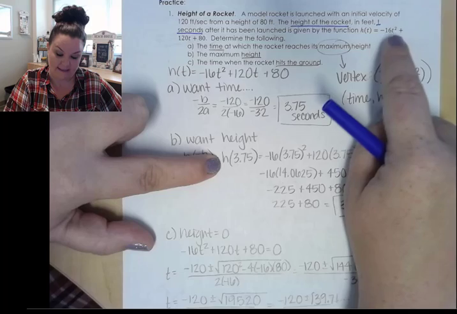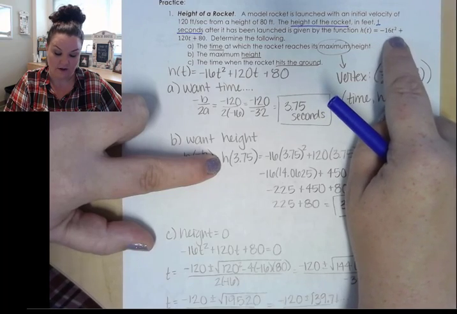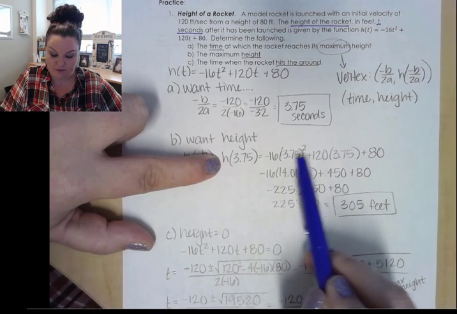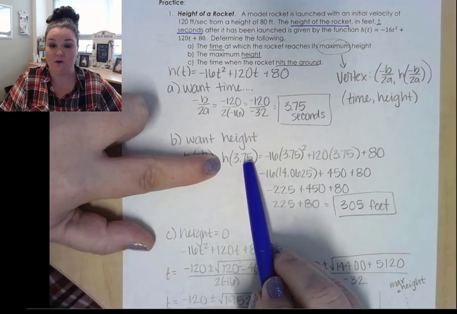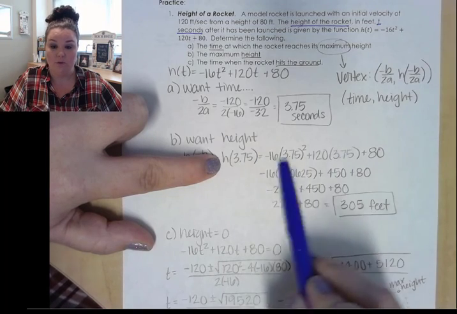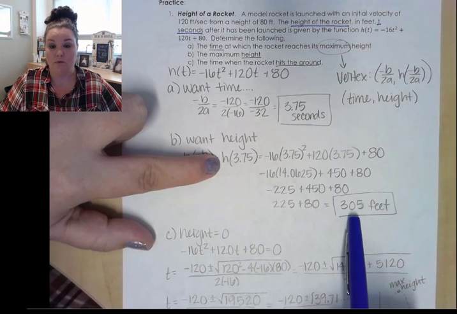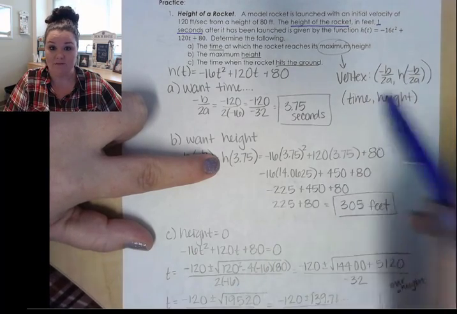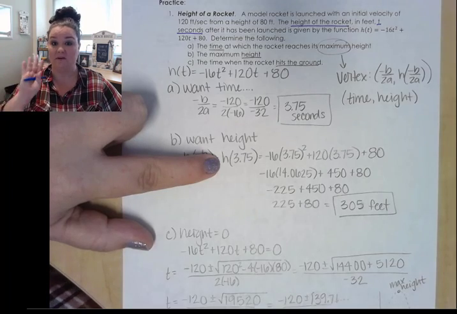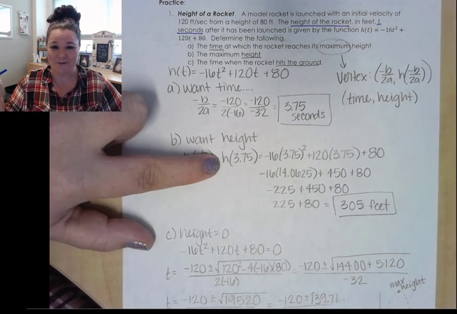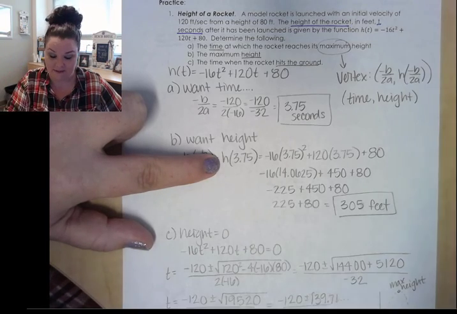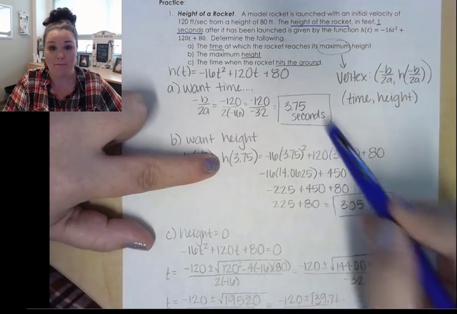But our h function says negative 16 t squared plus 120t plus 80. So just write out that function and leave parentheses where the t's were so that you can put in your 3.75 as your input. When you simplify that out, we should end up with a maximum height of 305 feet. Now, after we've done part B, that's all we can determine from this vertex. We've used up the vertex shortcut. There's nothing else we can get from that. So part C is not going to be using the vertex, because we've already determined both pieces in part A and B.